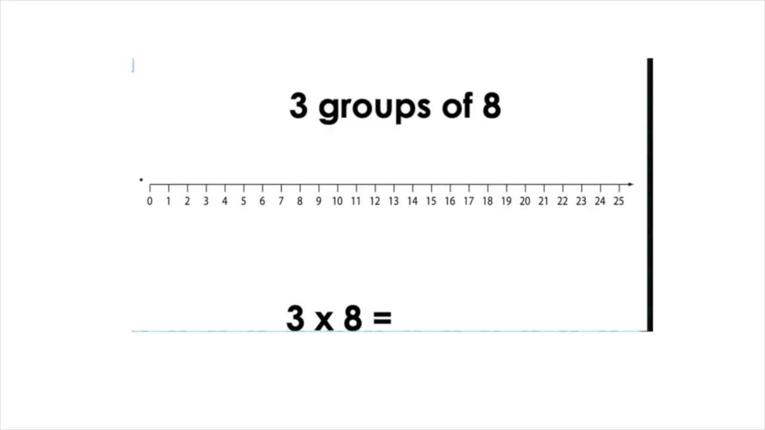Now let's work with number lines. We have 3 groups of 8. 3 times 8. So that means we are going to hop on the number line 3 times, and each hop will be 8. So we will start at 0 and we will hop to 8. So I label that as 1 hop. Now we'll do another 8. So we have 1, 2, 3, 4, 5, 6, 7, 8 will bring us to 16.